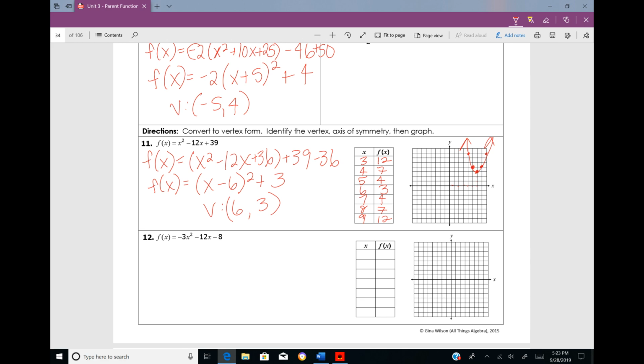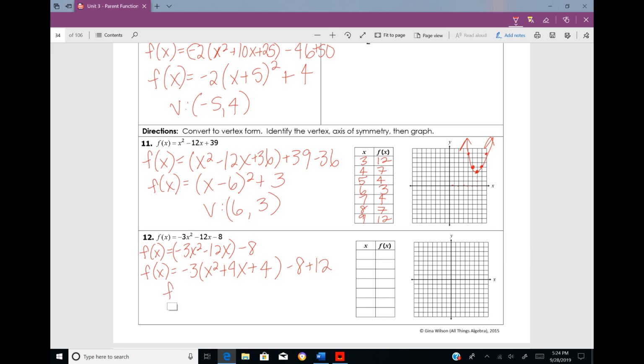Alright, let's look at number 12. So, we're going to rewrite it. And then we're going to pull out that negative 3. Okay, so then we have half of 4 is 2. Square that is 4. So we're going to add 4. And then we're going to multiply 4 times negative 3, which is negative 12. And we're going to subtract a negative 12, which becomes plus 12.